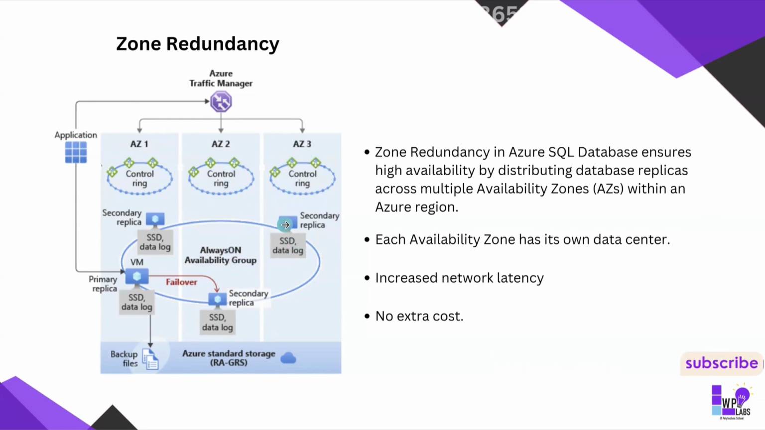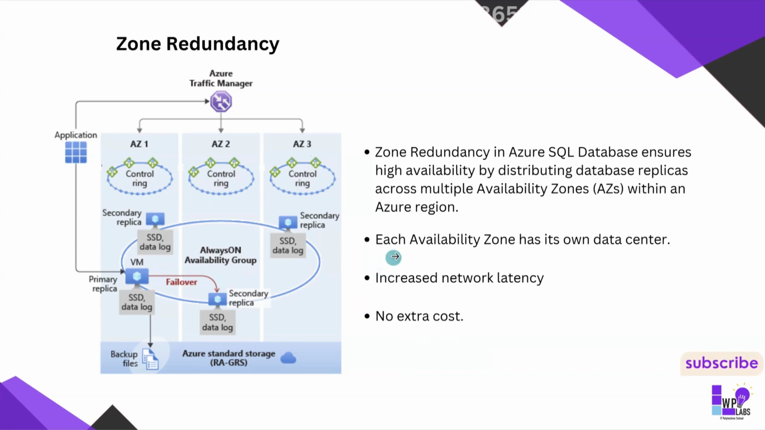If there is a failover, planned or unplanned, our application will be directed to the secondary zone. If the whole data center goes down for some reason, we still have the secondary zone up and running, which will take over from the primary zone, and our application will connect there. So this is an option for high availability within the region for our SQL server, and there is no extra cost, as mentioned here.